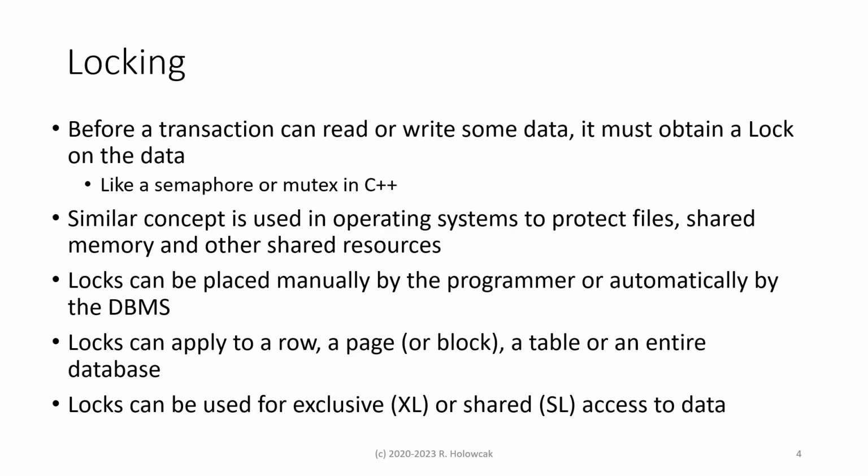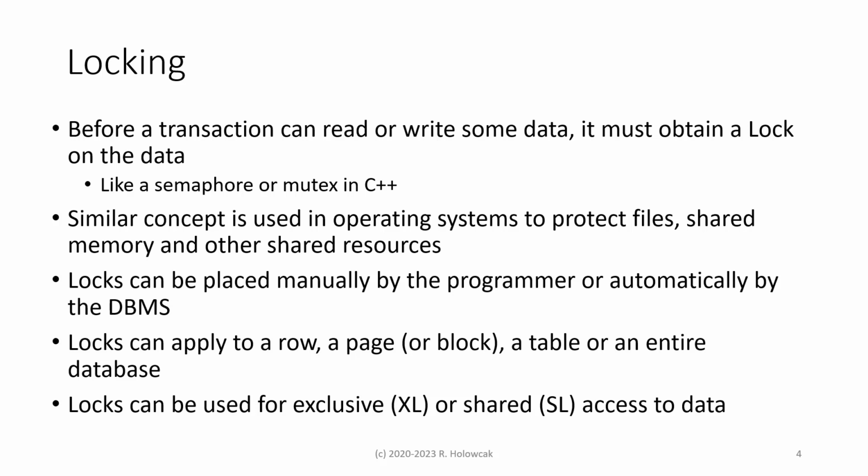There are three general characteristics of locks. First, locks can be placed automatically by the database management system, and this is what happens most of the time. A transaction is submitted to the database management system, the concurrency controller takes a look at the work to be done, which records will be read, which records will be written to, and will automatically apply the necessary locks.